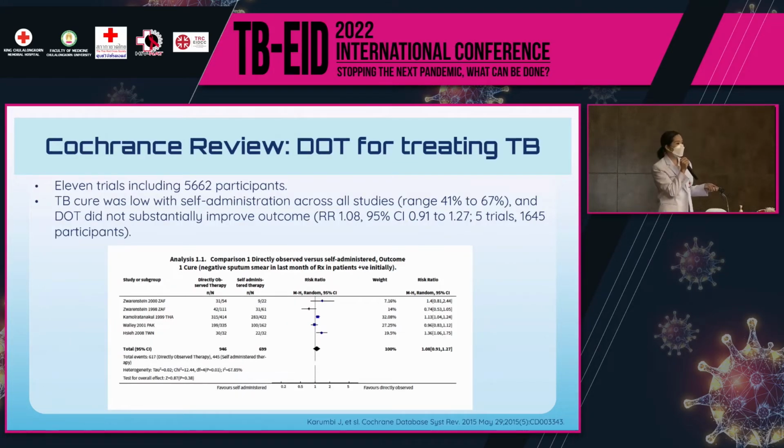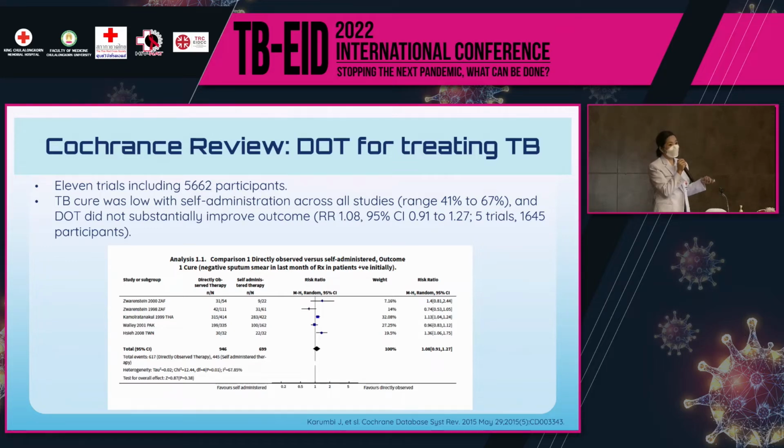This is a Cochrane review of DOT for treating TB. It includes 5,600 participants in 11 trials, and TB cure with self-administration across all studies ranged from 41 to 67%, and DOT did not substantially improve outcomes, with a risk ratio of about 1.08 and a 95% CI of about 0.9 to 1.2. This is from 5 trials covering 1,600 participants.